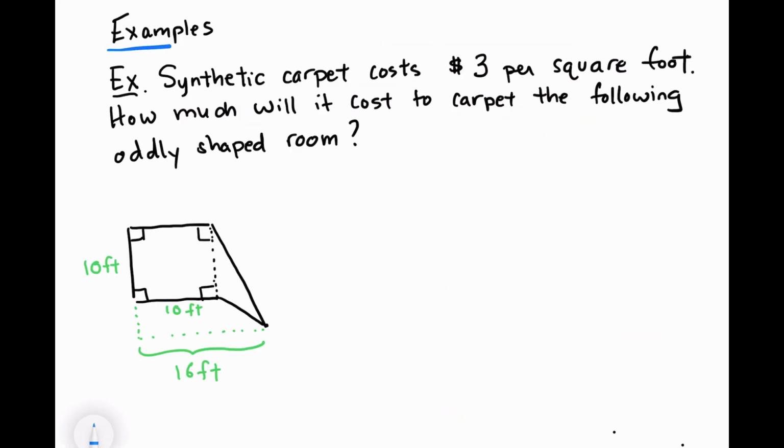So let's do some examples here. So in the first example, synthetic carpet costs about $3 per square foot. How much will it cost to carpet the following oddly shaped room? So here's the room right here. And it looks like it's a square together with a little part of a triangle. So let's first find the area of the room.